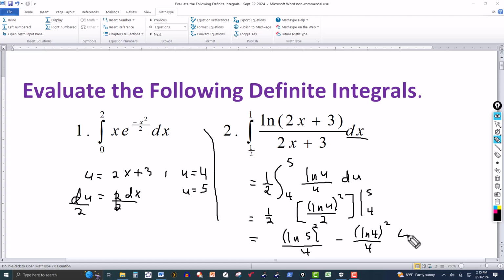So this is your answer again, and that's the exact answer. If it asks for a decimal approximation or something, then you can use your calculator to compute that out.